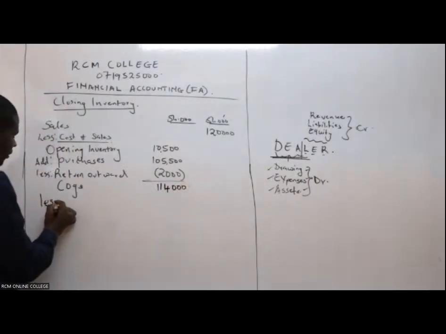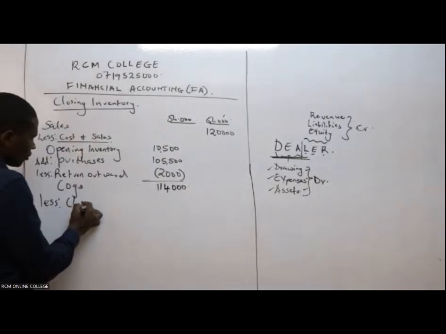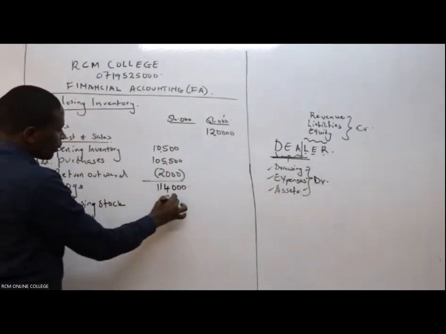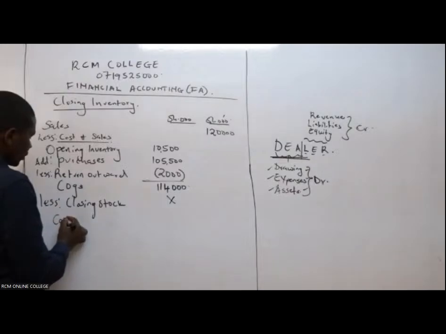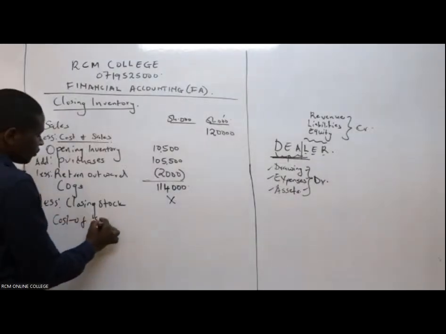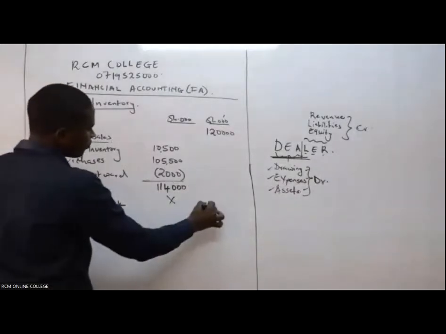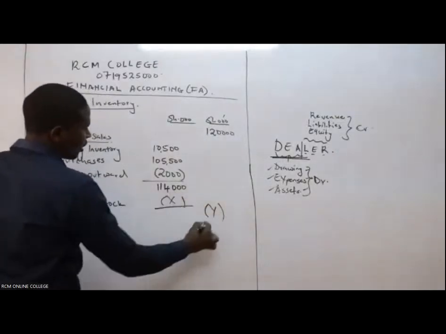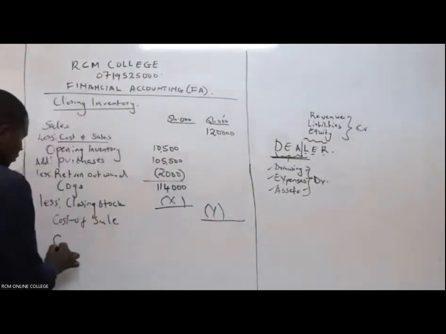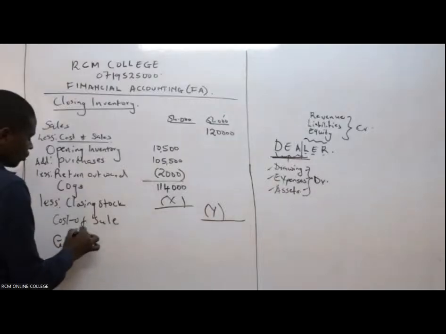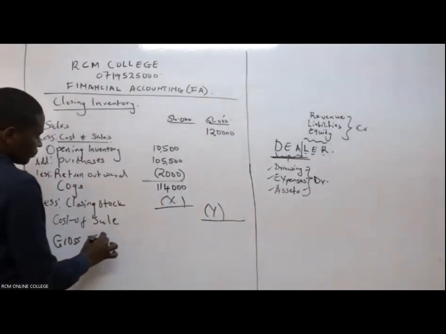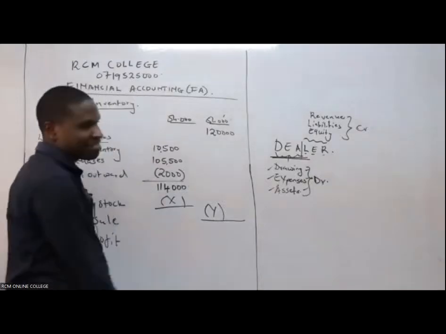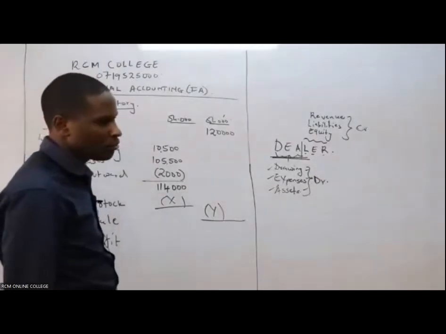Then from that, we usually raise the closing stock so that we're able to get our cost of sale. We get our closing stock so that we're able to get our cost of sale, and then we raise our cost of sale there. We get our gross profit. So we shall get our gross profit here, and it will be very nice for us.